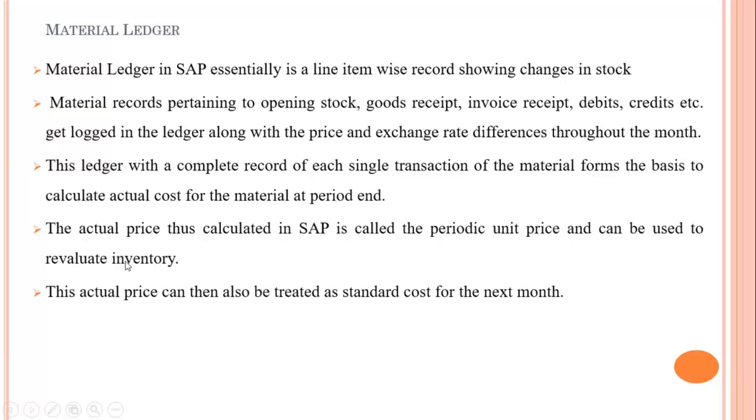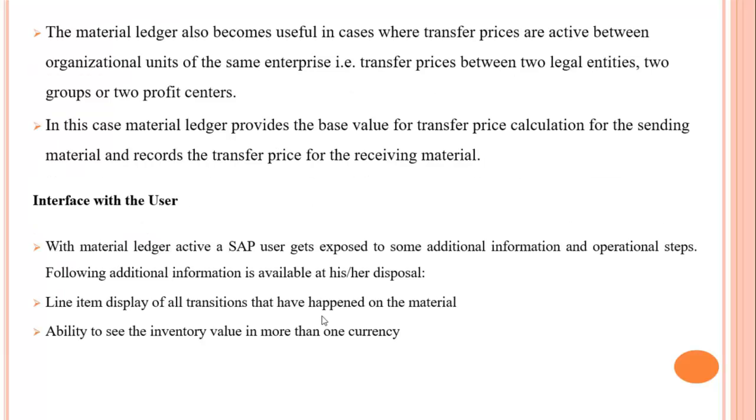Okay, so the actual price calculated in SAP is called the periodic unit price and can be used to reevaluate the inventory. This actual price can also be treated as standard cost for the next month. Based on the previous cost, we can make the calculation for the standard cost for the next month.